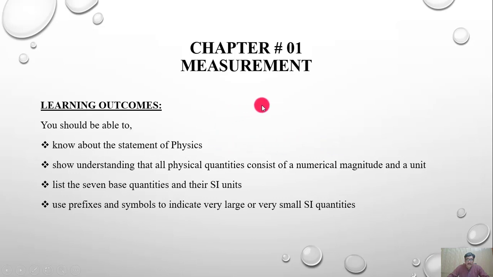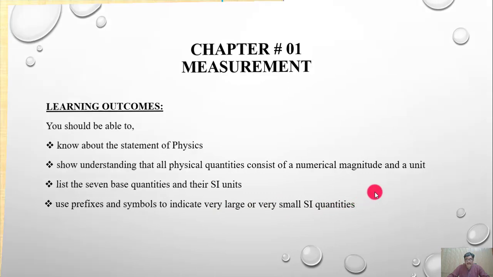The learning objective of this lesson is that you will be able to know about the statement of physics. You will show understanding that all physical quantities consist of a numerical magnitude and a unit. You will be able to list the 7 base quantities and their SI units. Learners will be able to use prefixes and symbols to indicate very large or very small SI quantities.